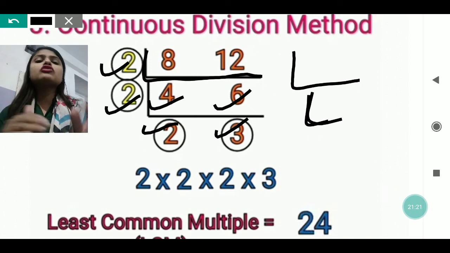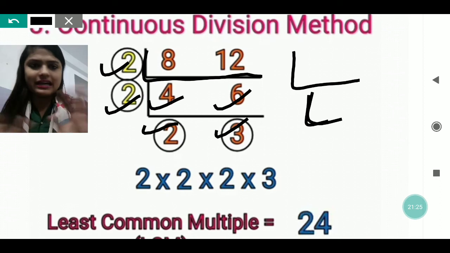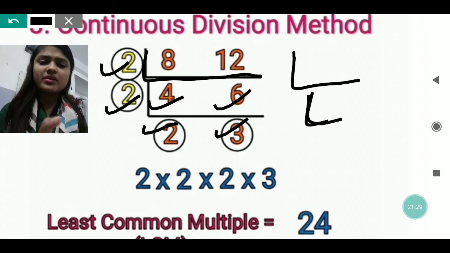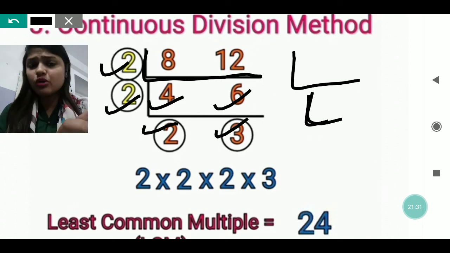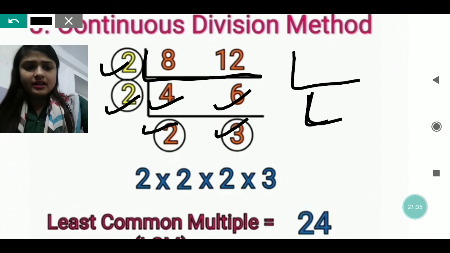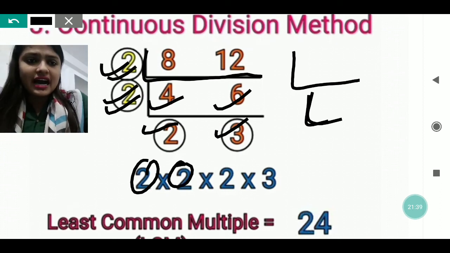Here it is not like prime factorization, where you have to end with 1 at the last. So you will leave it like that. If there is no common number with which you can divide both numbers, leave it. After that, write the numbers with which you have divided, like the 2 and 2 you have divided. The uncommon ones, that is 2 and 3, you will also write.